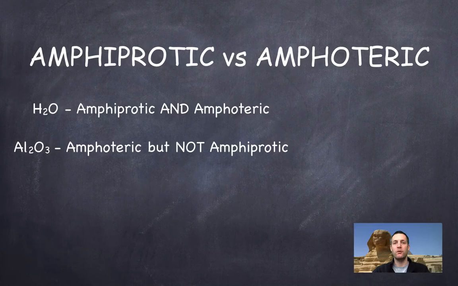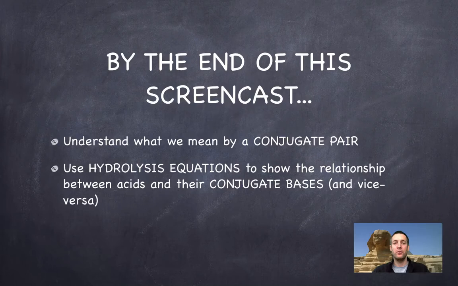Okay, so as we've seen there, a few more important key terms came up. Hopefully you understand what a conjugate pair means and how we can relate an acid with its conjugate base and so on through the use of hydrolysis equations. Hopefully it all makes sense.